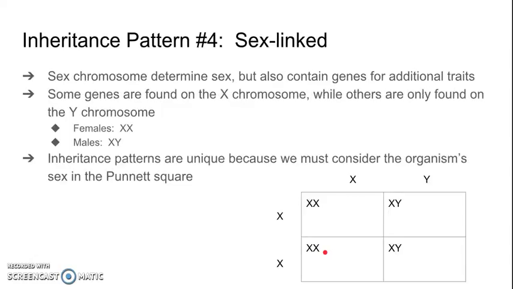So our fourth inheritance pattern, which is our last one in this presentation, refers to special chromosomes called the sex chromosomes. And so the sex chromosomes not only determine the sex of an organism, but these chromosomes will also carry genes.